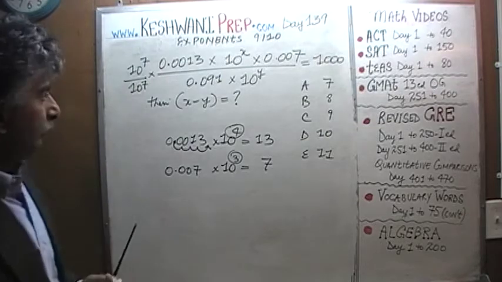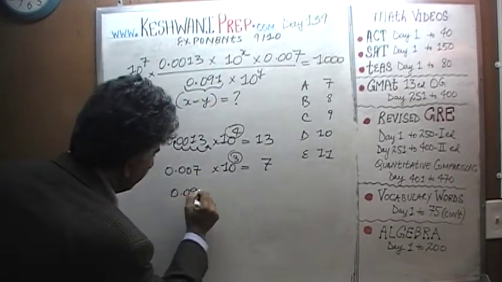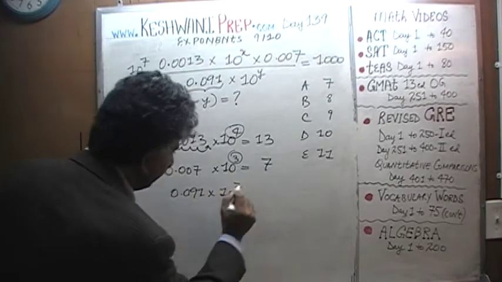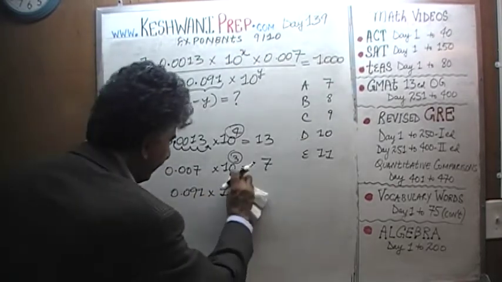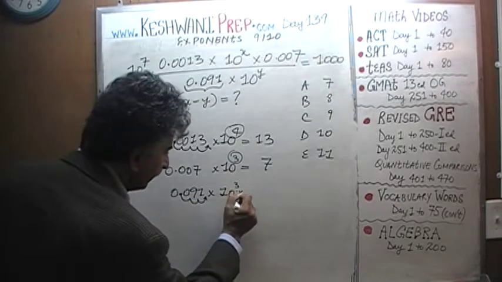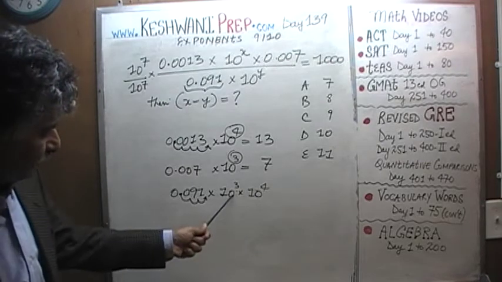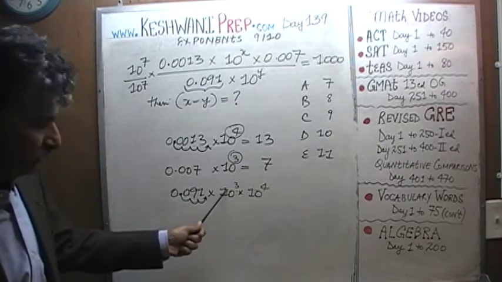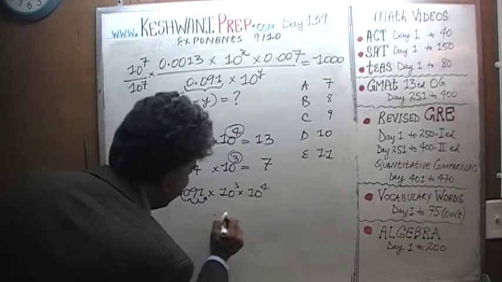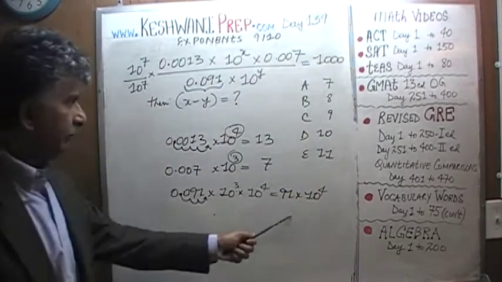Voila. So now we have 0.091 times 10 raised to 7, which we're going to write as, because we need here 1, 2, 3 spots, as 10 raised to 3 times 10 raised to 4. 0.0091 times 10 raised to 3, which is 0.0091 times 1000, that's going to be 91. That's going to be 91 times 10 raised to 4. That's what we end up at the bottom.